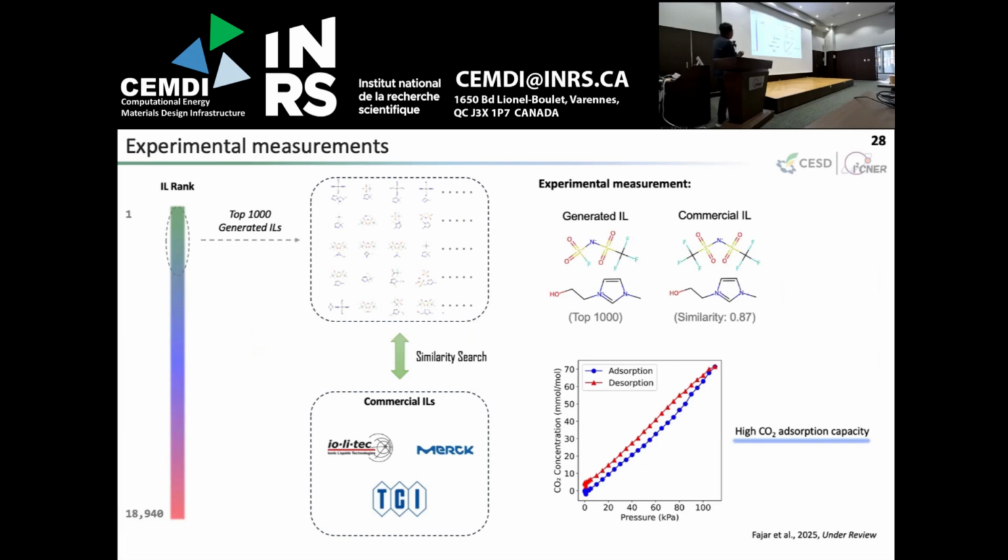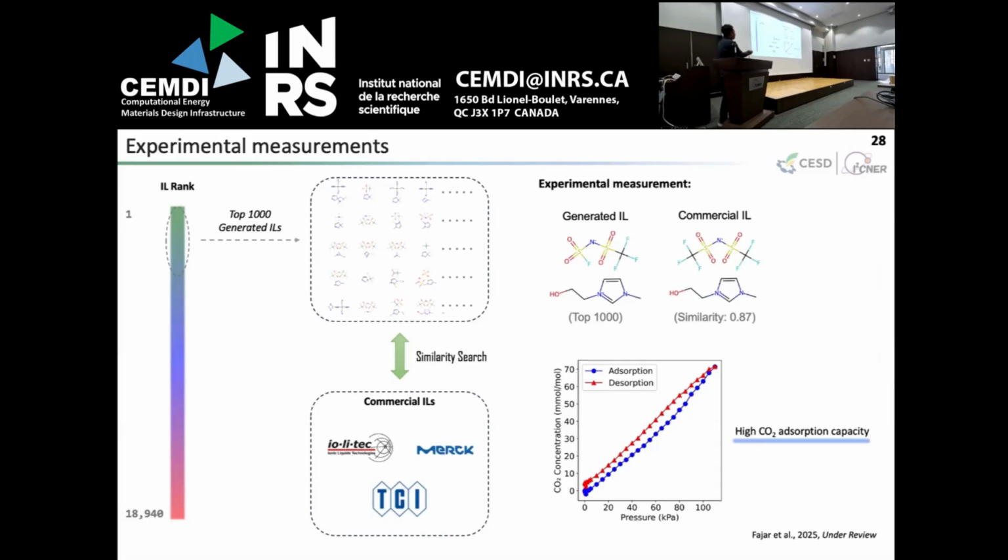Well, let's say we take the top 1000 generated ionic liquids, so we expect this to be very good for CO2 capture. But as you know, synthesis is never easy, so it takes time. We are still working on it. So in the meantime, we have an alternative strategy. We did a similarity search. We compiled the product catalog from this chemical supplier, Merck, and then we did a similarity search to find the most similar structure available out there to our library of generated ionic liquids.